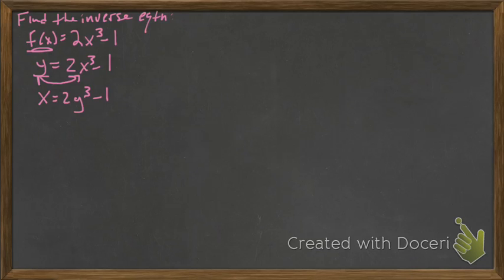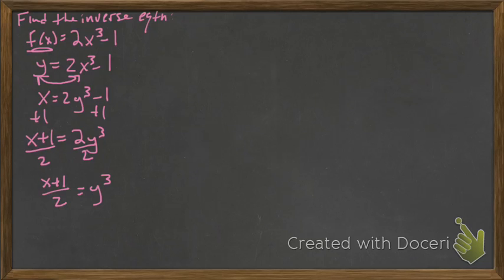And now I'm just going to solve for y. By adding 1 to both sides, I'll get x plus 1 equals 2y to the third. Then I'd need to divide everything by 2, so I'd get (x plus 1) over 2 equals y to the third. And of course, the last step to get y by itself is I'd have to cube root both sides.